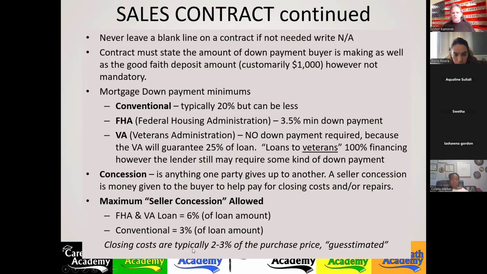And I told you, closing costs are typically 2 to 3% of the purchase price. That's a guesstimated number. Yeah, I know. I make up a lot of words. I don't know if guesstimated is in the dictionary. I doubt it. But I make up a lot of my own words. You could figure out what it means, right? Guesstimated. I'm using an educated guesstimate.